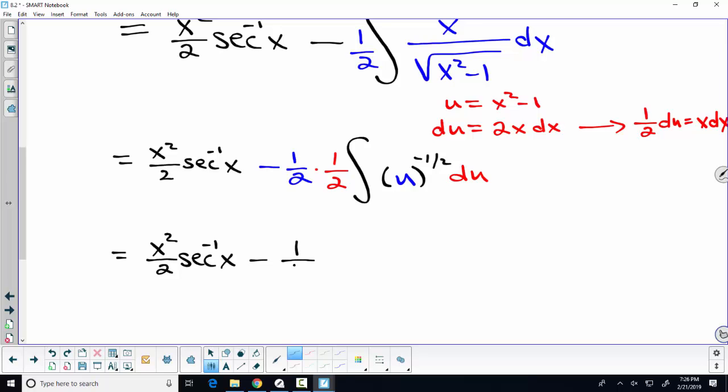And we got our 1/4. Antiderivative of u to the negative 1/2 will give us what? No, that would be u to the negative 1. Yeah, 2 u to the positive 1/2.